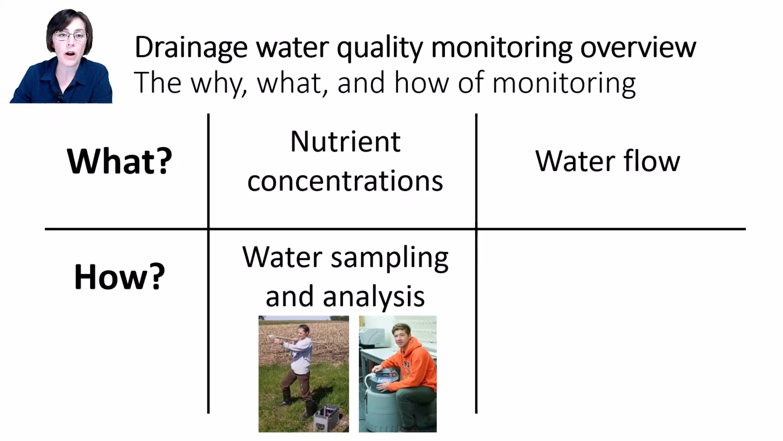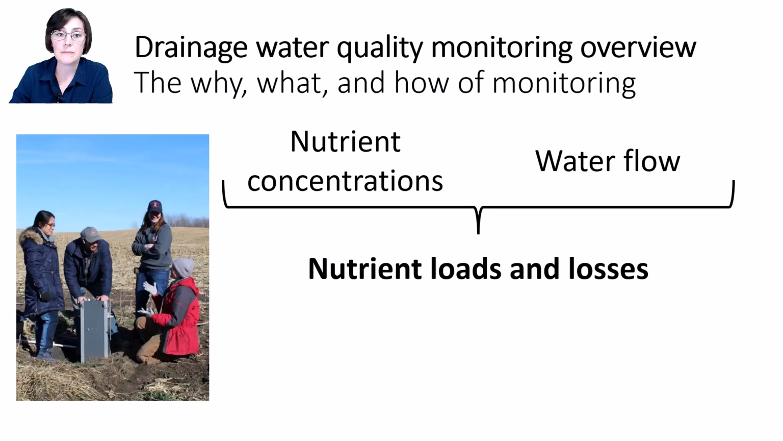The second part of edge-of-field tile drainage monitoring is knowing how much water leaves through the tile. But what we're really working toward here is being able to estimate nutrient loads and losses, not just simply knowing how much water leaves the field. The end game is being able to estimate nutrient loss, and we need to know both concentration and water volume to estimate annual nutrient losses.